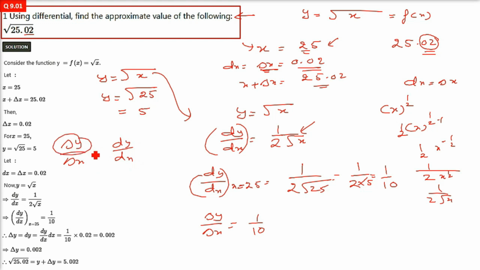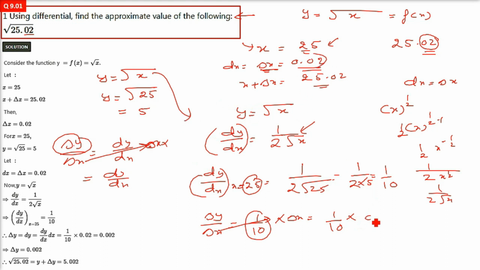We multiply dy by dx with delta x, and when we multiply this, you get the proper value. So dy by dx at x equals 25 is already known to us. It is 1 by 10. So in order to find the final value, which is the delta y, we have to multiply this with delta x. Delta x we have already computed. Remember, it's 0.02. So when you multiply 1 by 10 with 0.02, it is 2 by 100 divided by 10. So it will be 0.002. Now this is delta y.